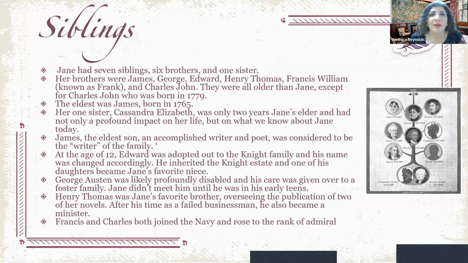It seems likely that George Austen Jr., the one born in 1766, was profoundly disabled, and he is also fostered out from the family. Again, sadly, not uncommon. Jane didn't even meet him until he was in his early teens. It's possible that she did not even know he existed until that point, because people would often hide away disabled family members, unfortunately. But Jane's favorite brother was Henry.